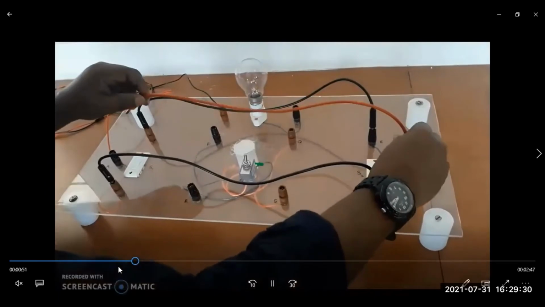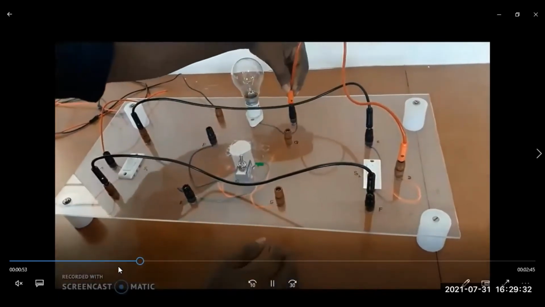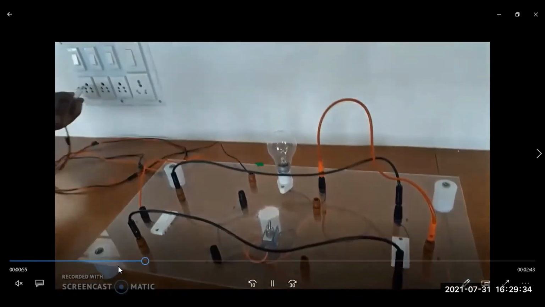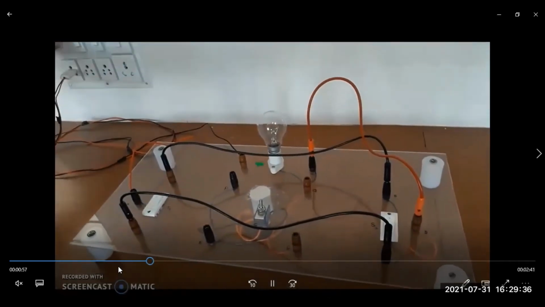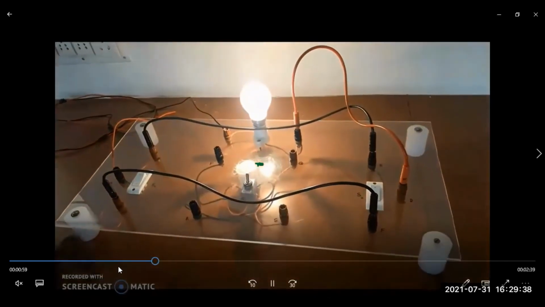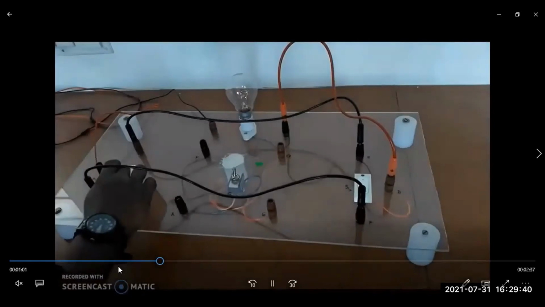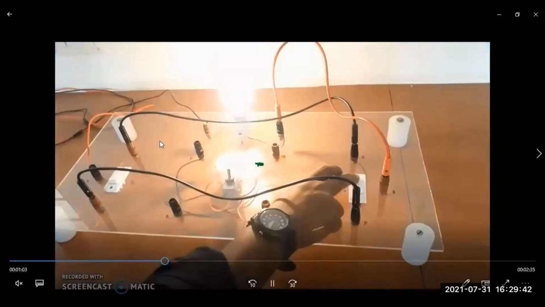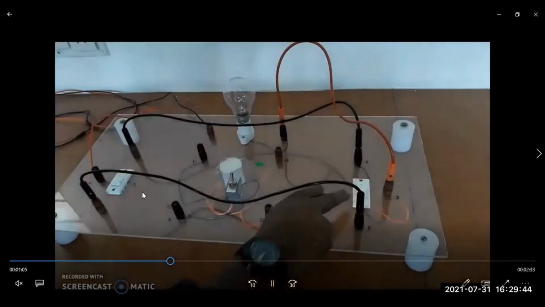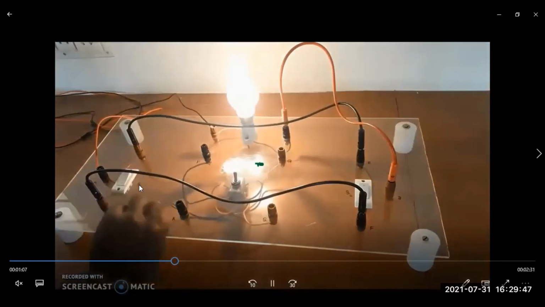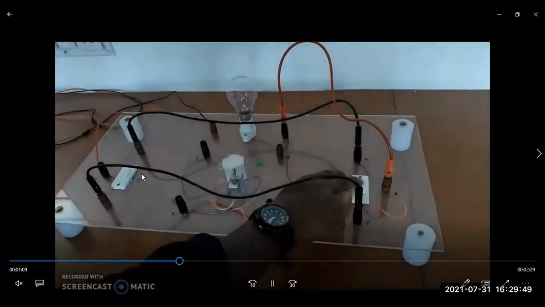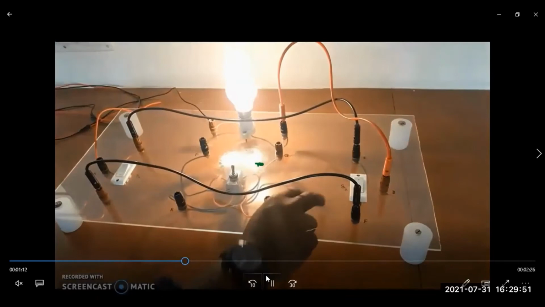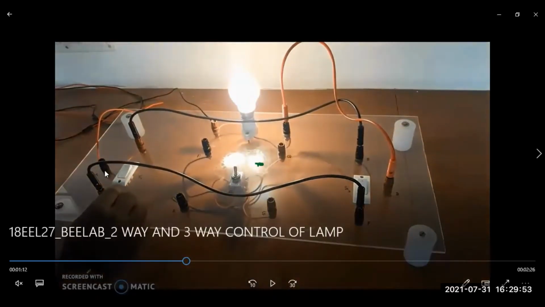Now what you can do? From the point D, it has to be connected to the first point of the lamp. The second point of the lamp should be connected to the neutral point. Now you can operate the bulb by using two switches, S1 and S2. So I'll be changing the position of the switches. Different positions are there. For example, if I put S1, this is AB and this will be DE.